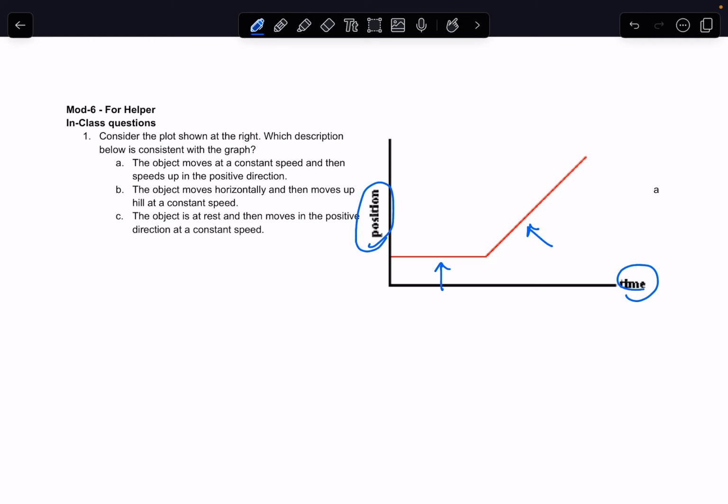Just to recall, in a position time graph, a positive slope means you are moving at a constant speed, because the slope is the velocity. So this would be moving at a positive velocity. This would have a negative velocity because the slope would be negative. So ask the question, what do you know about the slope?